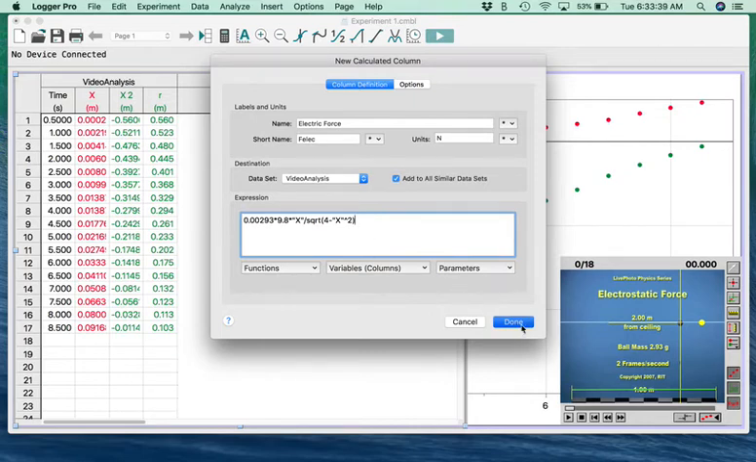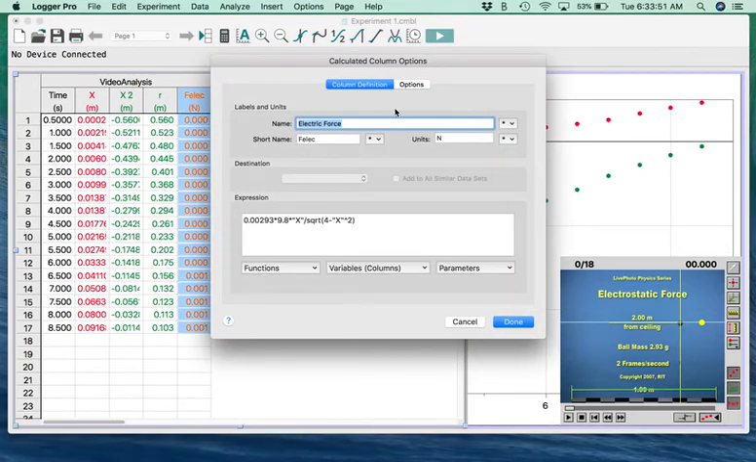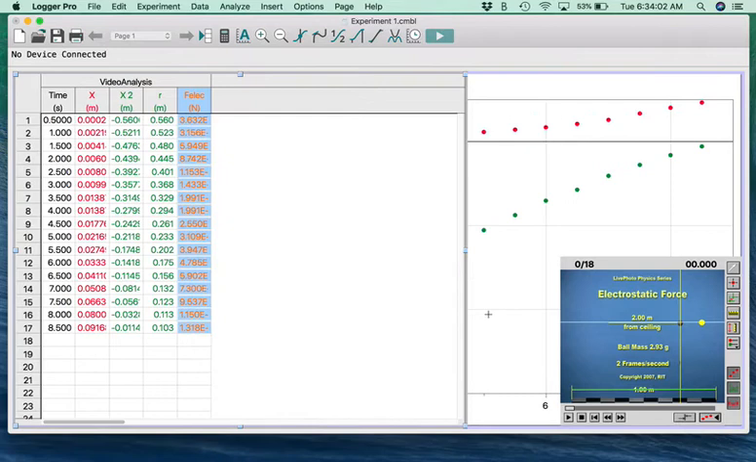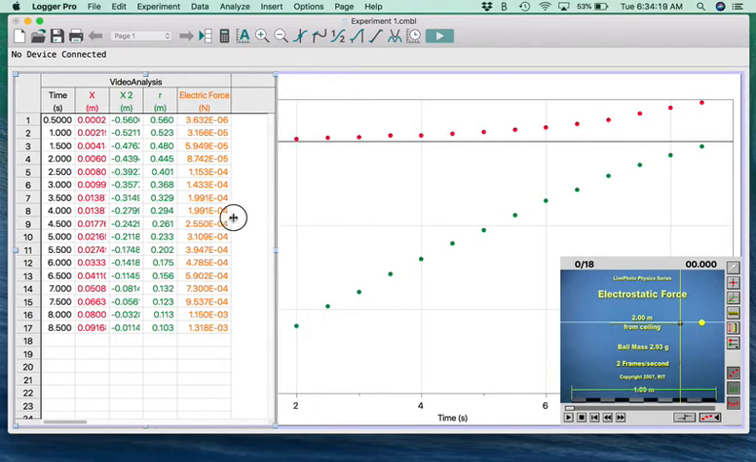And I hit done, and LoggerPro calculates it for me again, and it looks like, at first glance, a bunch of zeros. That's because these electrical forces are fairly small. If you want to see numbers here, you can double-click on it and go to the options of this column, then change it from displaying, say, 3 decimal places to using scientific notation, and then you'll see those numbers times 10 to the whatever, though the computer way of times 10 is to use the capital E. So this is 3.63 times 10 to the negative 6, 3.15 times 10 to the negative 5th, etc.